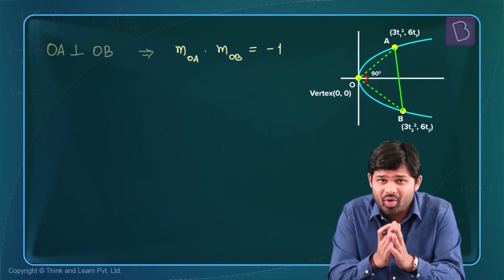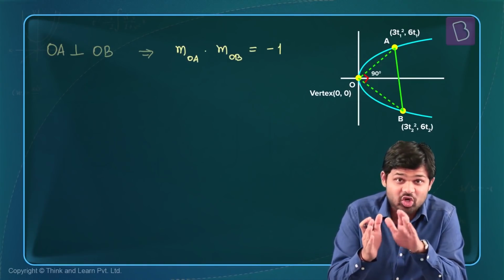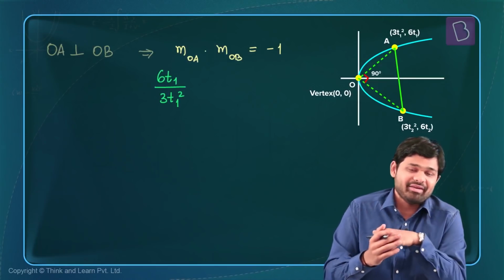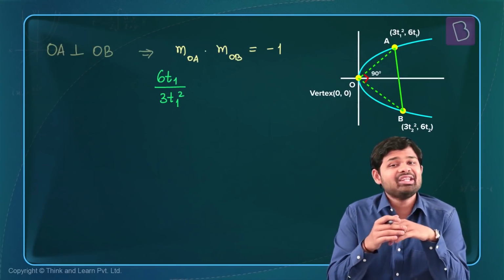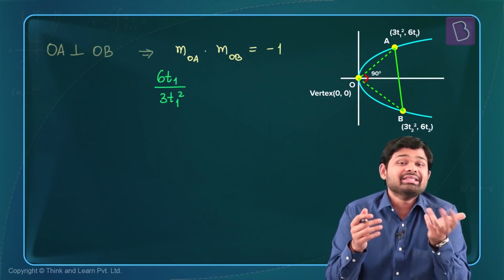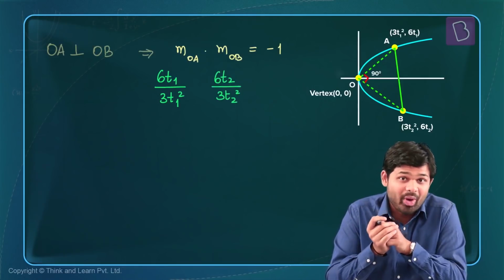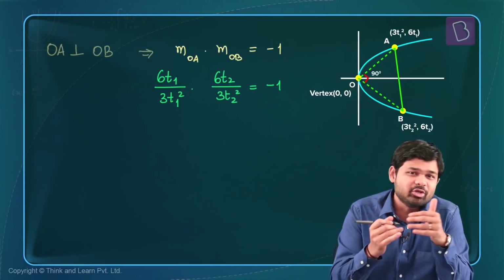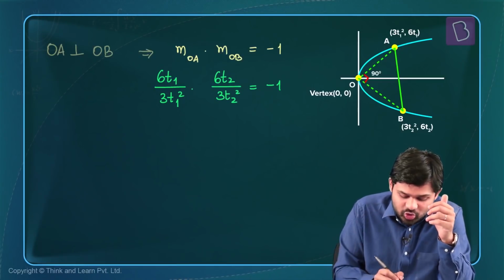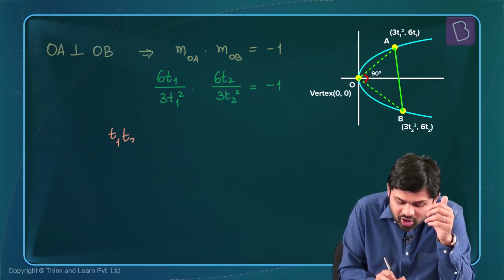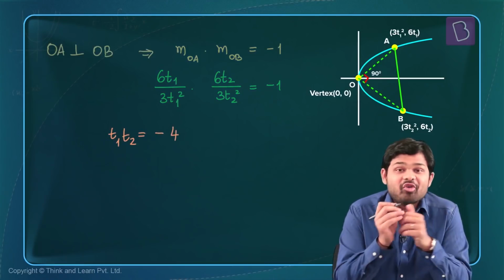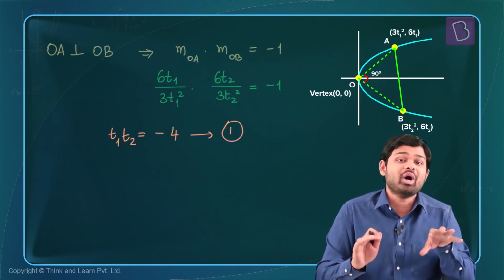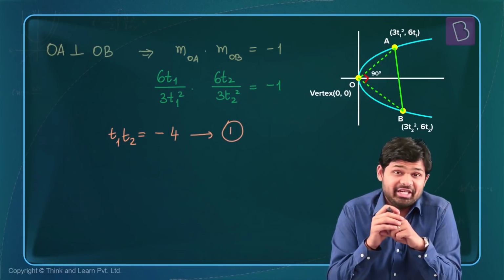What is the slope of OA? Very simple because we know the coordinates of A. O is anyway 0, 0. So the slope of that will be 6t1 divided by 3t1 square. And the slope of OB will be, in a similar way, 6t2 divided by 3t2 square. And upon multiplying this, we should get -1. So all the t1s, t2s cancel out. And eventually you get t1 t2 to be equal to -4. This is going to be one of the equations we are going to make use of in order to arrive at the values of t1 and t2.